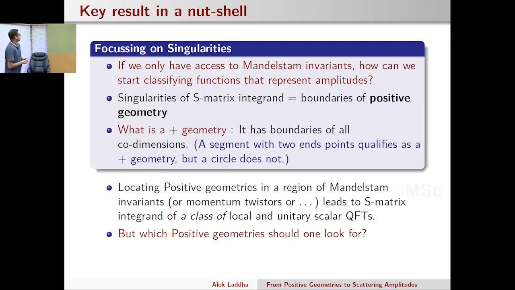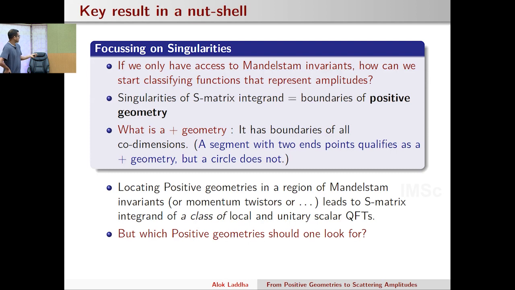What you will see is that the first thing that emerged in our classification is the singularity structure of the S matrix. In the sense that there is a nice geometric interpretation of the singularities of the S matrix, and they are going to be the boundary of a very special class of geometries that are called positive geometries in the mathematics literature. There is a more sophisticated definition of positive geometry in algebraic geometry, but for our purpose, it's enough to define it like this: it's any geometric object which has boundaries of all codimensions. If you start with a segment and it has two endpoints, then it qualifies as a positive geometry. But a circle is not a positive geometry, because it should have a zero-dimensional boundary, but it doesn't have one.